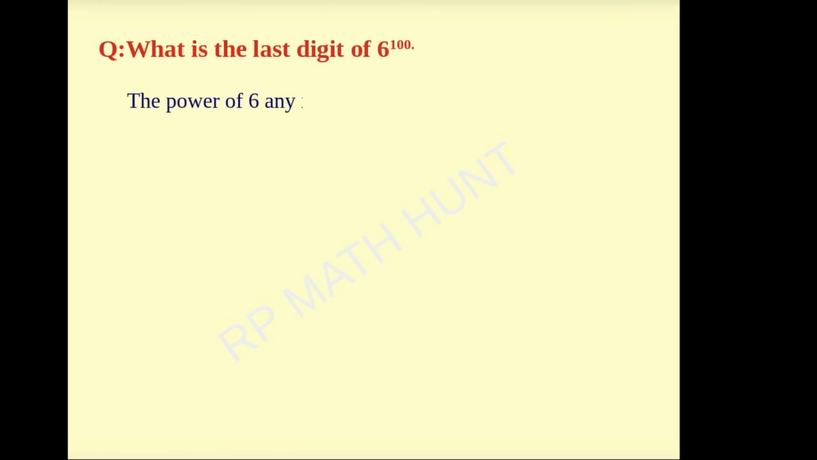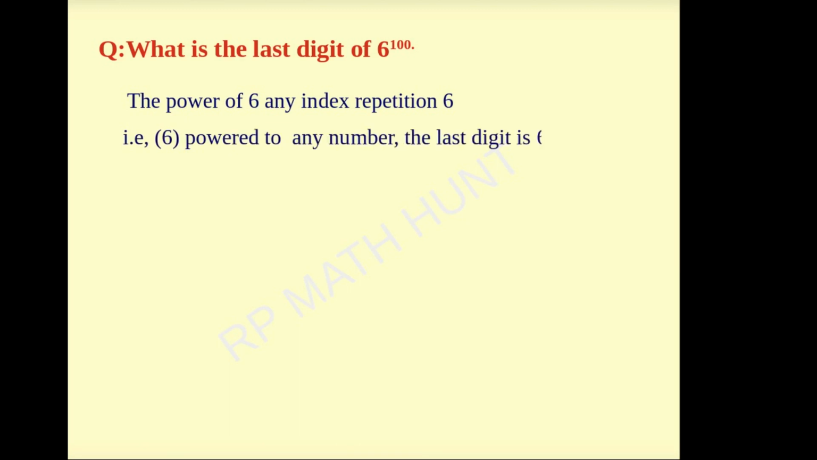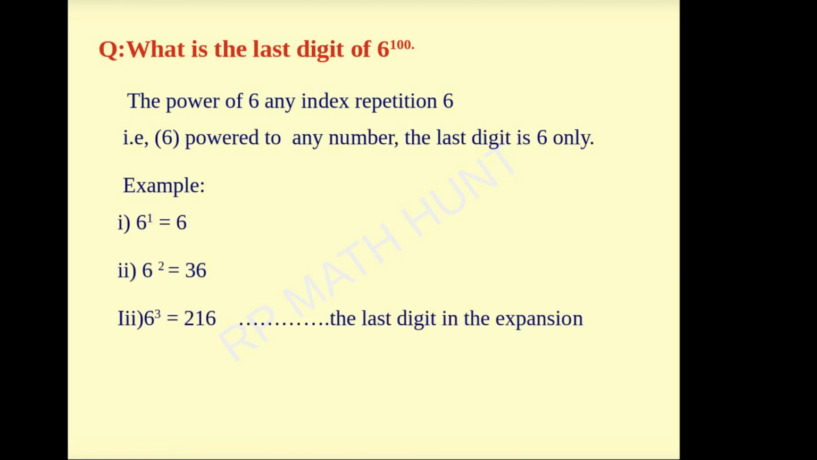Now question, what is the last digit of 6 power 100? The power of 6 to any index repeats 6. That is, 6 raised to any number, the last digit is 6 only. Example, 6 to the power 1 is equal to 6, 6 to the power 2 is 36, 6 to the power 3 is 216. The last digit in all cases is 6. Therefore, 6 to the power 100 also ends in 6. Thank you.